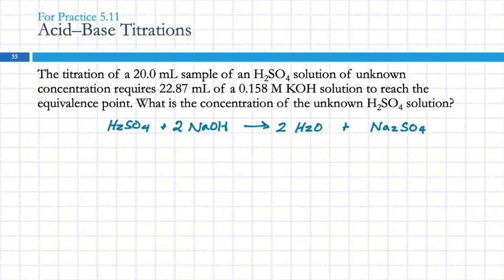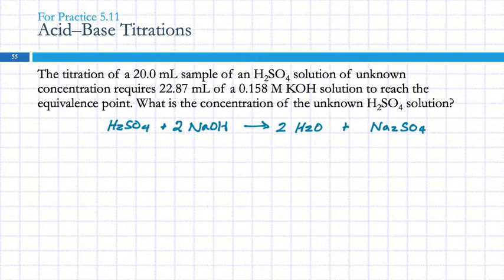The oxygens can be a little confusing because they're all over the place. Let's just look at all of them together. There's 4 here and 2 there. That's a total of 6. There's 2 here and 4 there, a total of 6. So that's our balanced chemical equation.